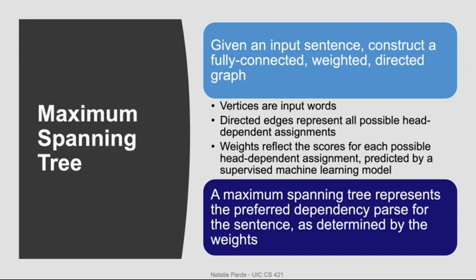In the context of dependency parsing, when constructing a maximum spanning tree for an input sentence, the words in the sentence would be represented as vertices and the directed edges would represent all possible dependency relations between heads and dependents. Weights would represent the scores for each possible relation based on the predictions of a supervised machine learning model, meaning that the maximum spanning tree would represent the preferred dependency parse for the sentence.